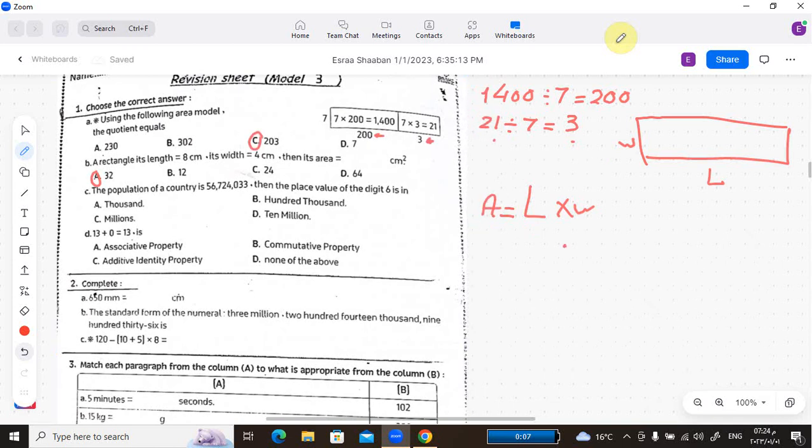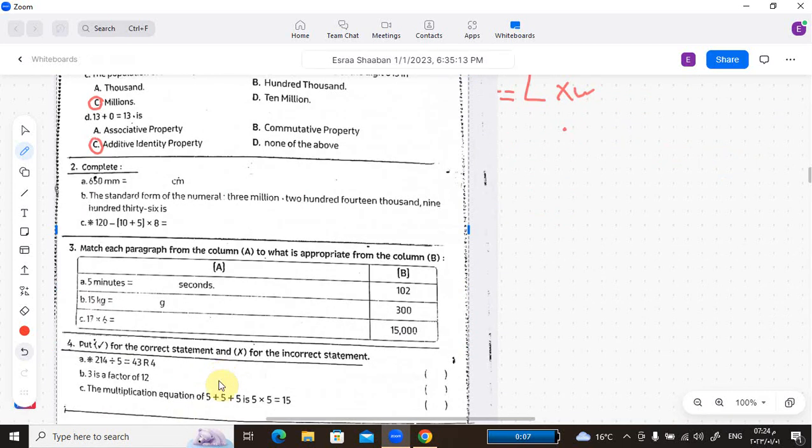Squared, sorry. Letter C. The population of a country is 56,724,033. Then the place value of a 6. The place value of a 6 is million. 13 plus 0 equals 13. I have 0, so this is called additive identity property.